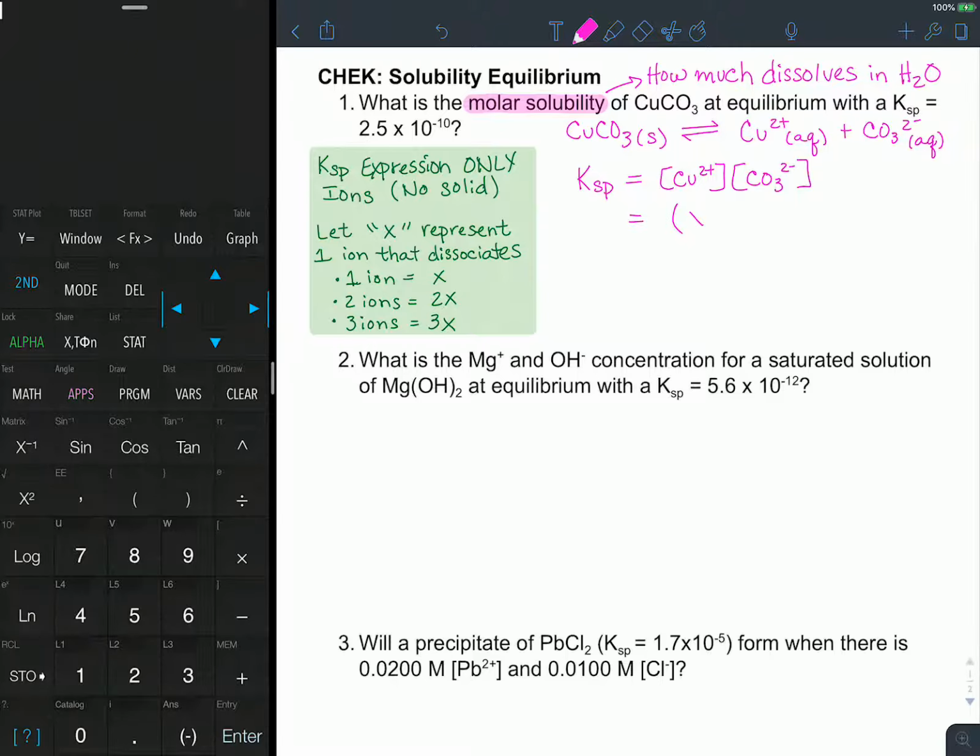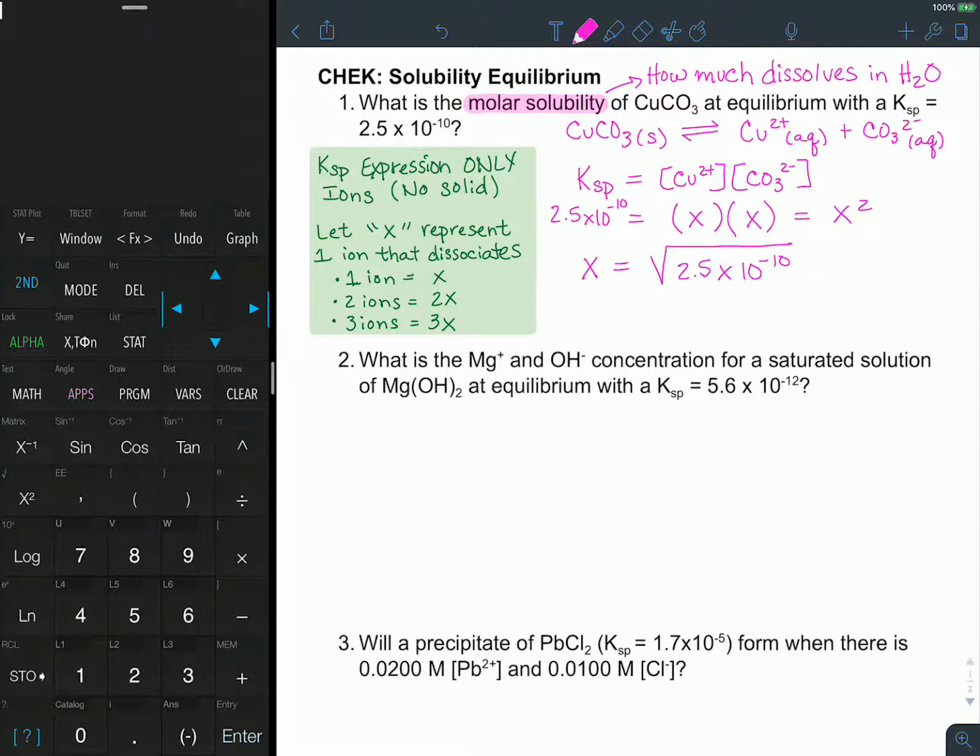If each ion is represented by X, then I can replace both with X. I'm going to replace the copper ion with X. It's one ion because it breaks apart into only one ion. If we go back up and look at the coefficients, it's only one. Then I replace carbonate with an X as well. I plug in my value for KSP, 2.5 times 10 to the negative 10th. X times X equals X squared, so I can solve for X. X is equal to the square root of 2.5 times 10 to the negative 10th.